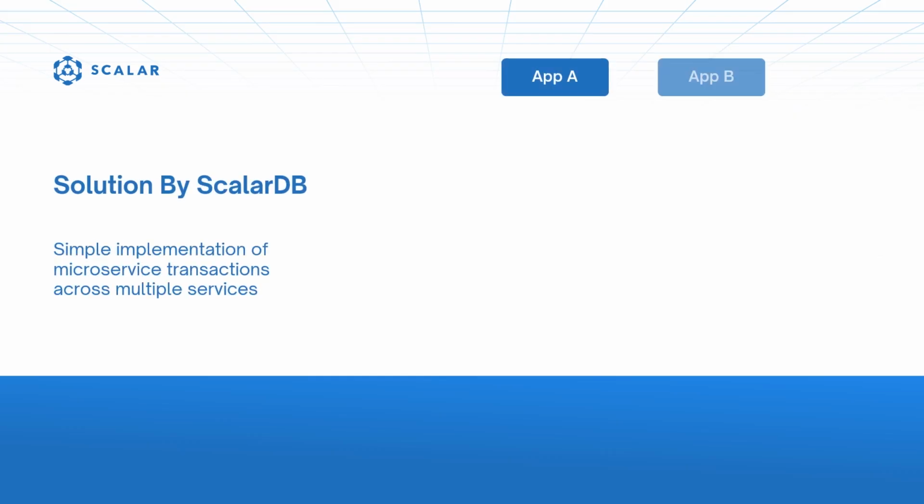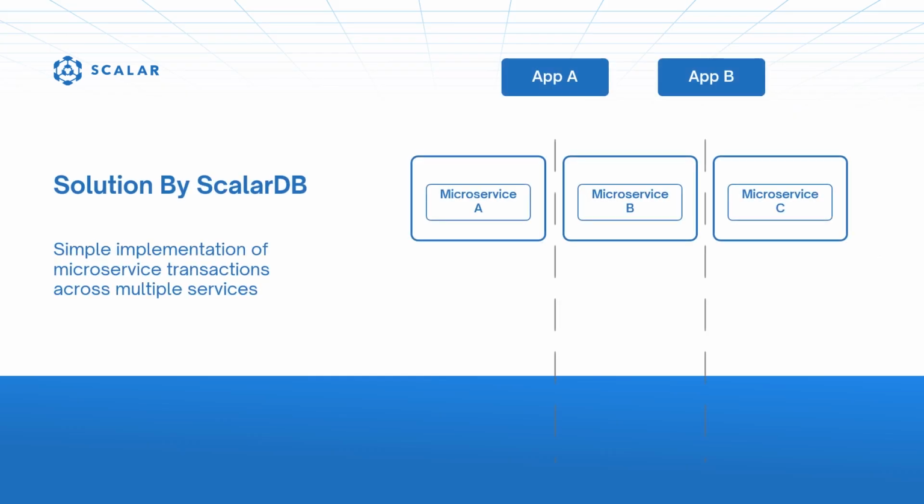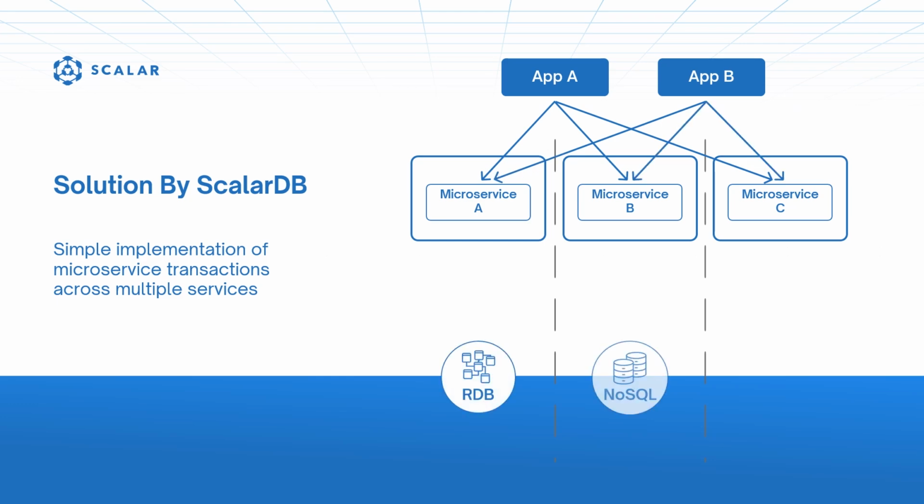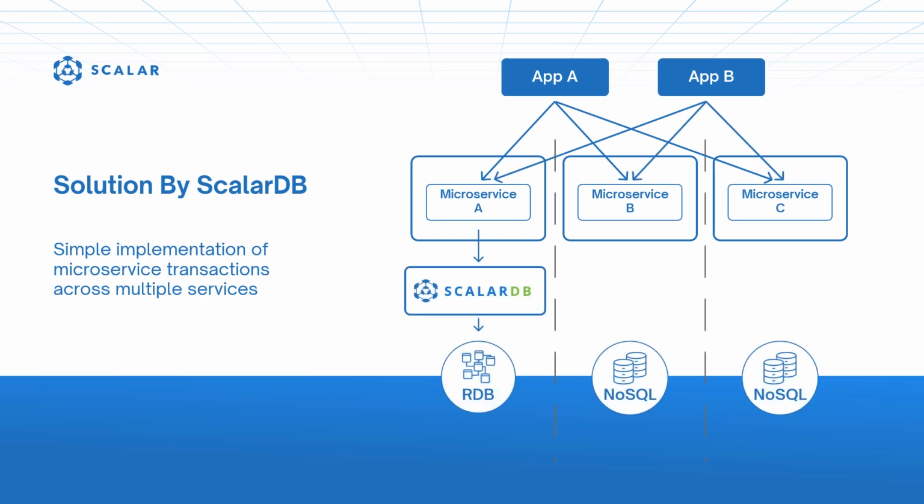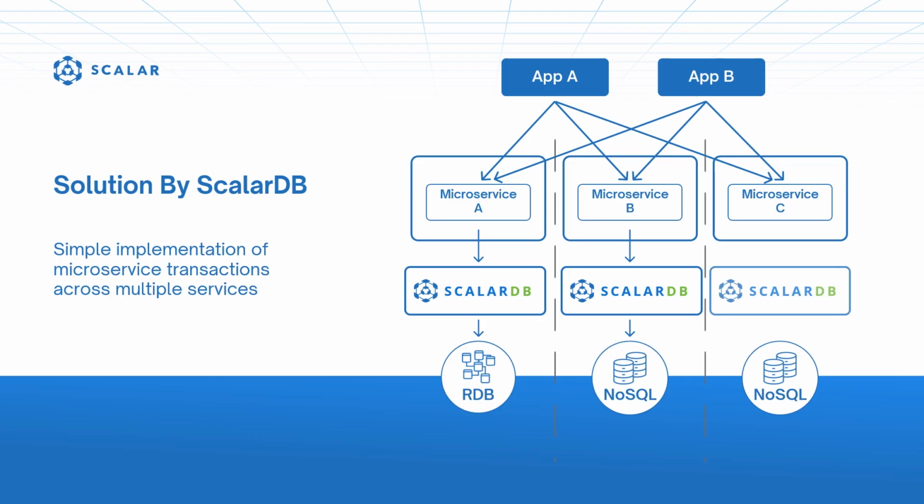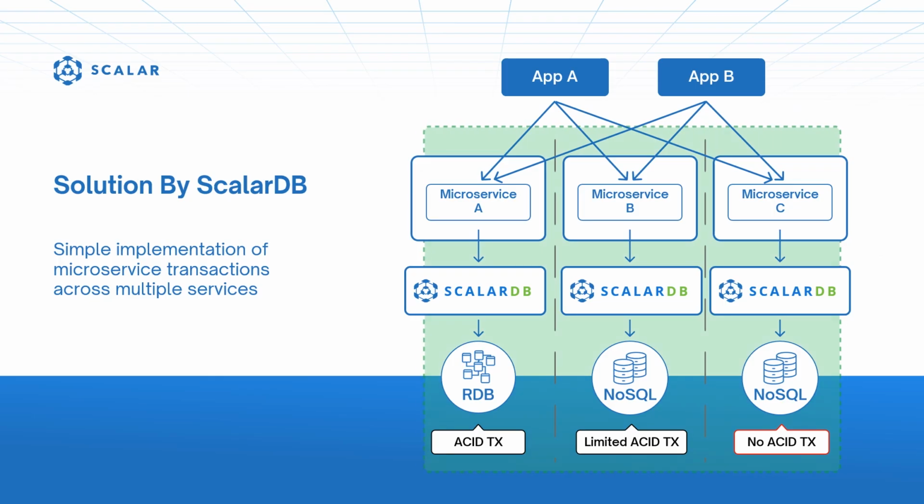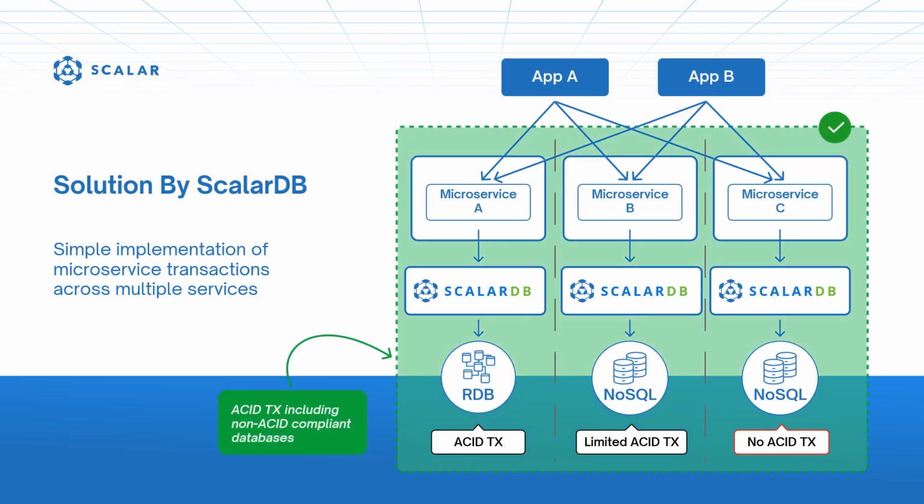ScalarDB makes it easy to implement ACID transactions across multiple types of databases. ScalarDB also provides ACID transaction functionality for non-ACID compliant databases. So, you can use ScalarDB to run ACID transactions across multiple services, even if the underlying databases are different types, ACID compliant or non-ACID compliant. It also reduces development effort by eliminating the need to implement complex compensating transactions.